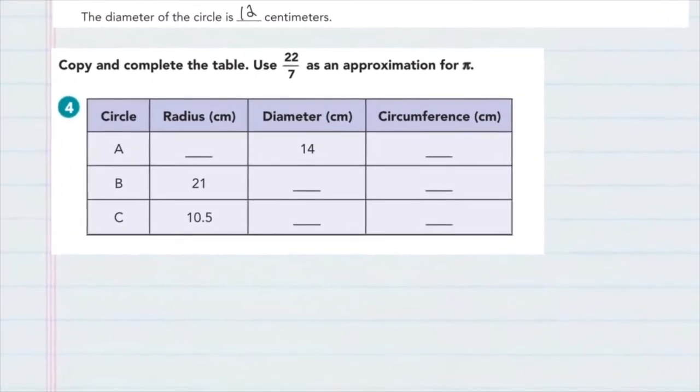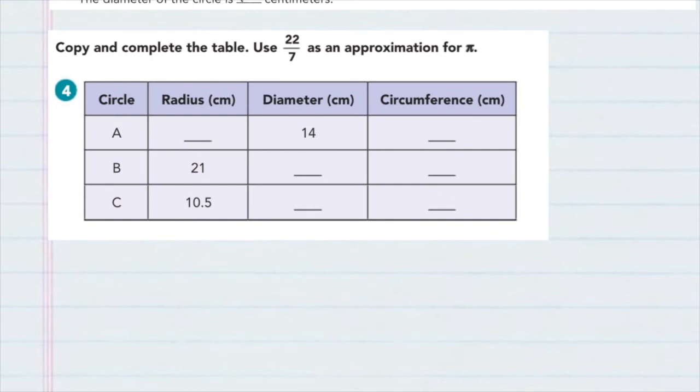Next up, we're going to copy and complete the table. We're going to use 22 over 7 as an approximation of pi. So this is actually, 22 over 7 is more accurate than 3.14. So it's better for us to use that fraction.